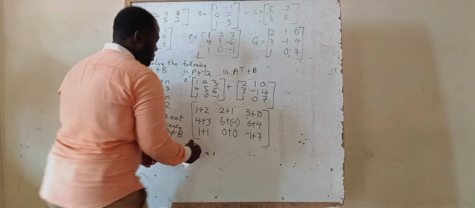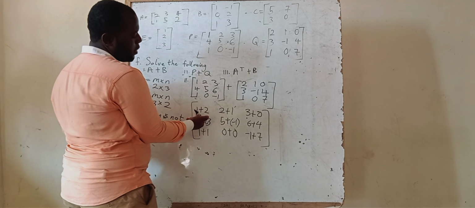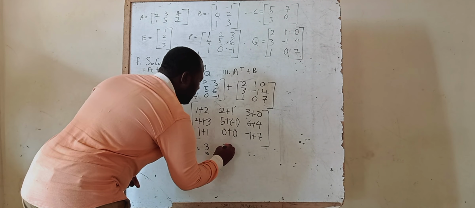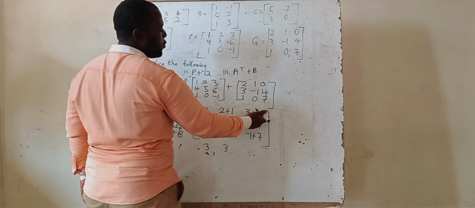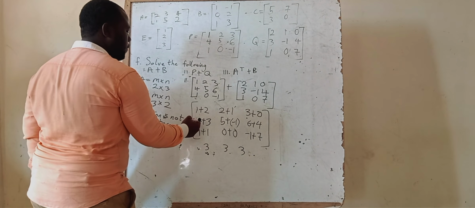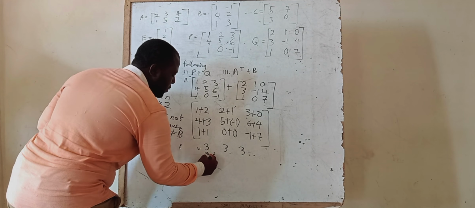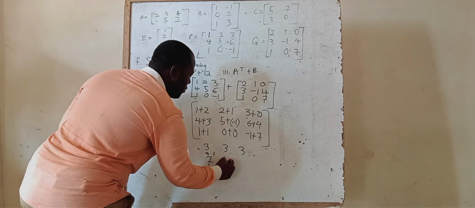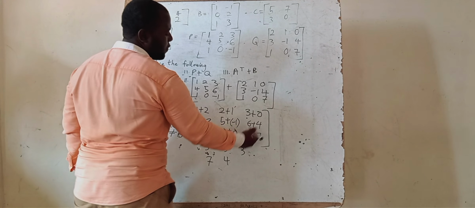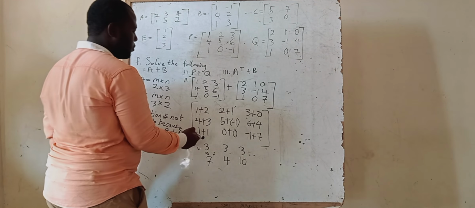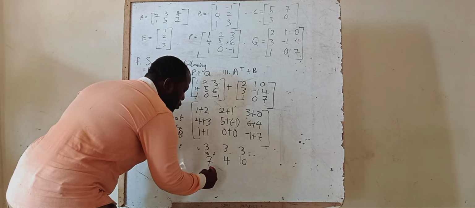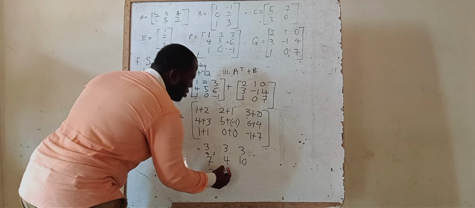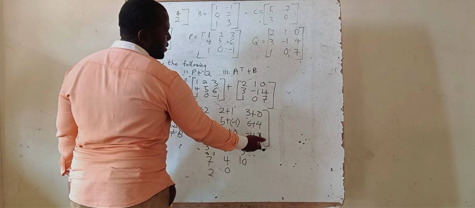Now we evaluate this. 2 plus 1 will be 3. 2 plus 1 will also be 3. 3 plus 0 will be 3. 4 plus 3 will be 7. 5 minus 1 will be 4. 6 plus 4 will be 10. 1 plus 1 will be 2. 0 plus 0 will be 0. Negative 1 plus 7 will be 6.